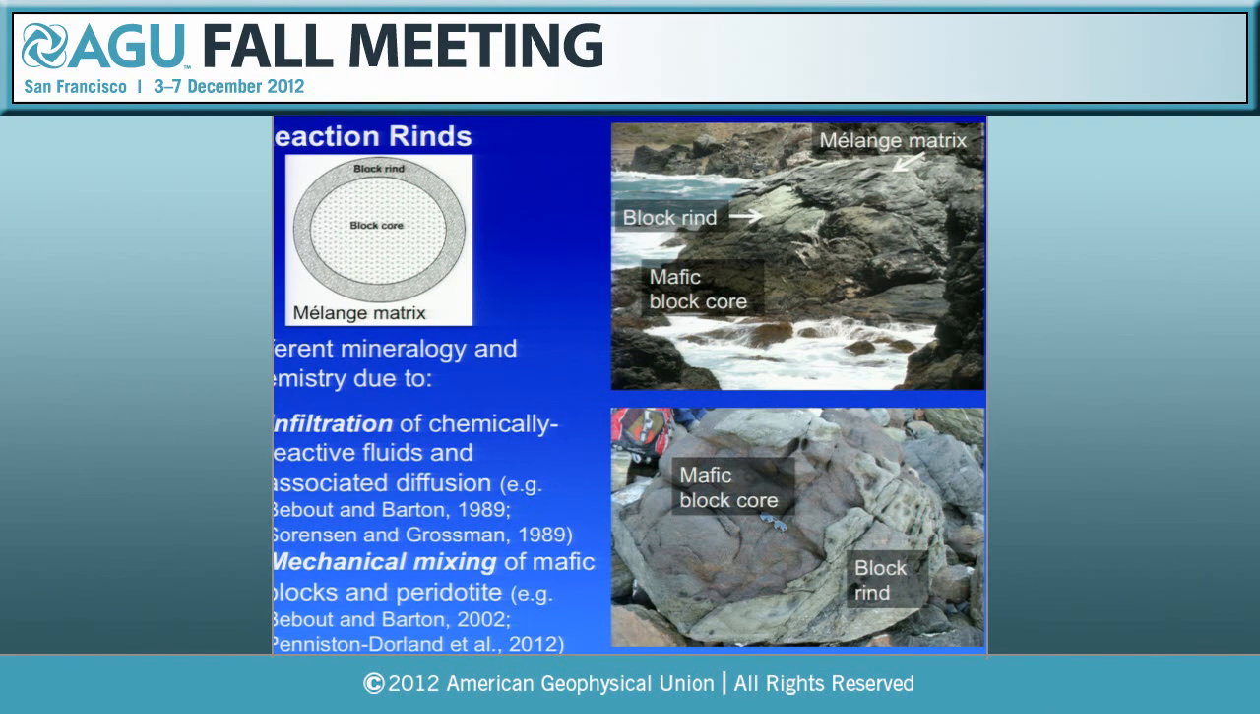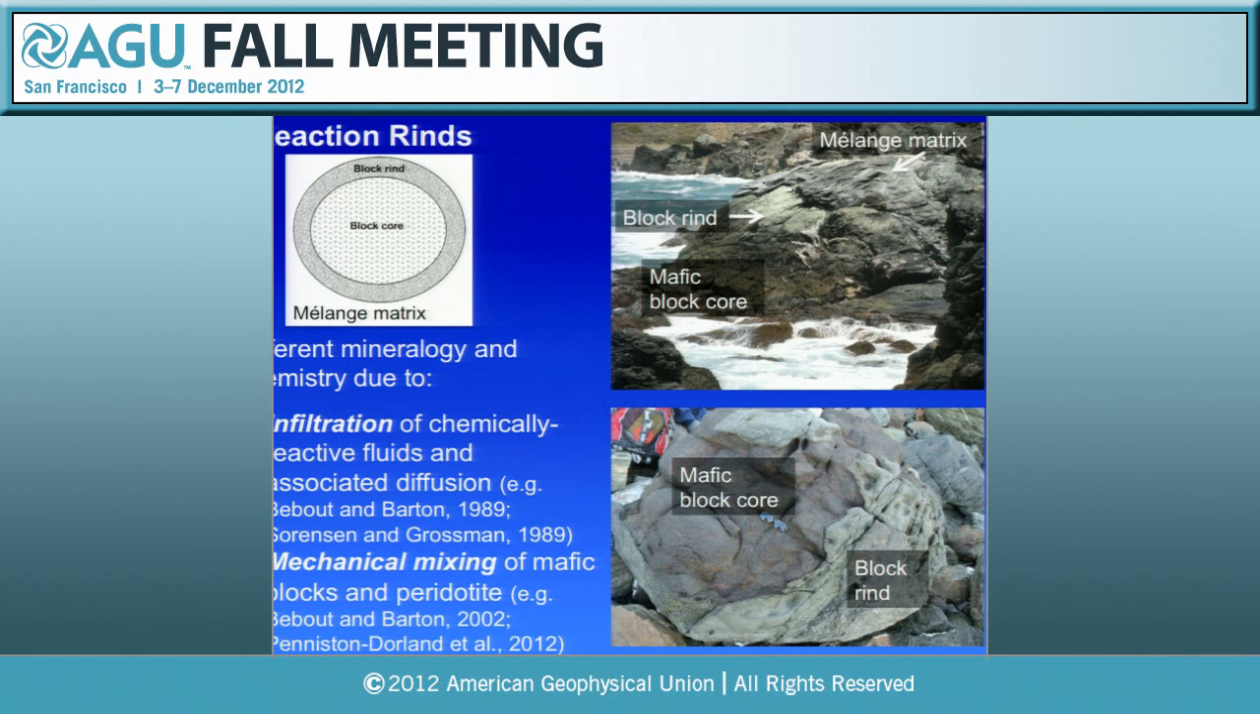One is infiltration of chemically reactive fluids, and this infiltration process is inferred based on large ion lithophile element concentrations and also stable isotope systems like oxygen, boron, and lithium. The other process to which these rinds are attributed is mechanical mixing of material derived from the mafic blocks with peridotite material. And this second mechanism is inferred based on elements that are less mobile in fluids, such as nickel and chromium, and the highly siderophile elements.